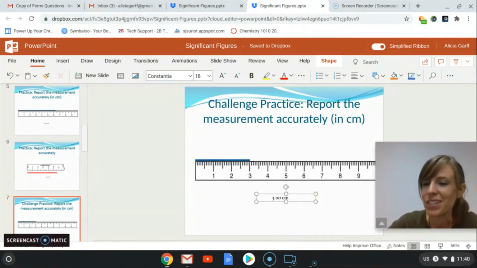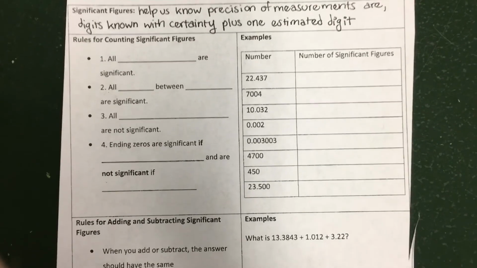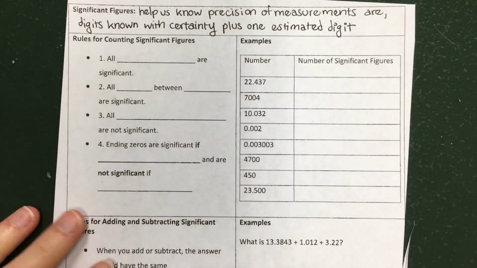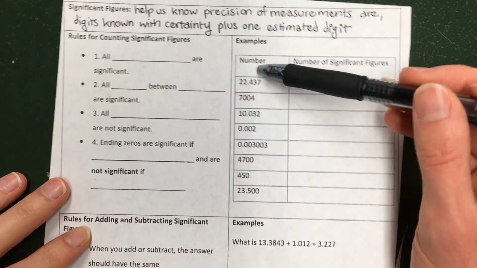It makes a little bit more sense when I'm in class explaining it, but that's kind of what we're practicing today. We're practicing figuring out how to report measurements accurately using significant figures. Okay, so we've talked about determining how to report a measurement correctly using significant figures. Now we're going to start looking at measurements.